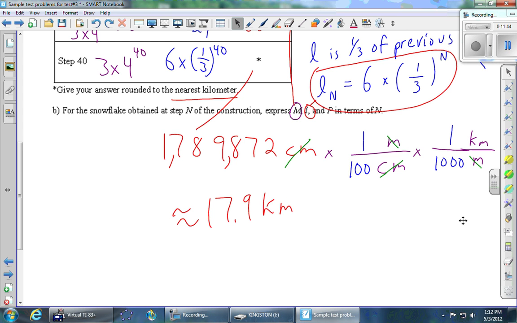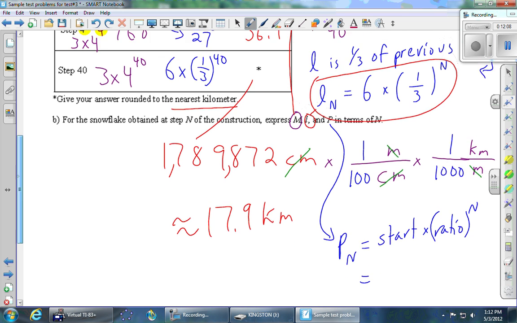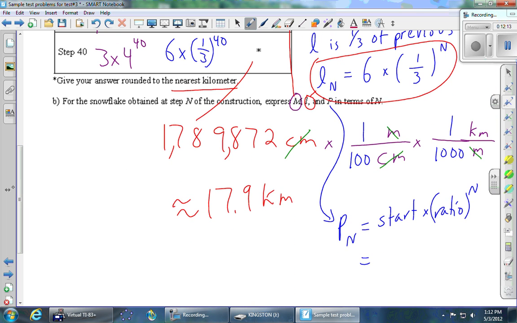Okay, and then the last thing we need to do for this one is to find a formula for P in terms of n. So it's the same basic idea. It's always equal to the starting amount times the magic ratio to the right power, to the n. We just have to fill these things in. Okay, the starting perimeter. Go all the way back up to the top right in this table. Starting perimeter is 18 times. Okay, now we need the magic ratio raised to the n. And as soon as we find this ratio, we're done.